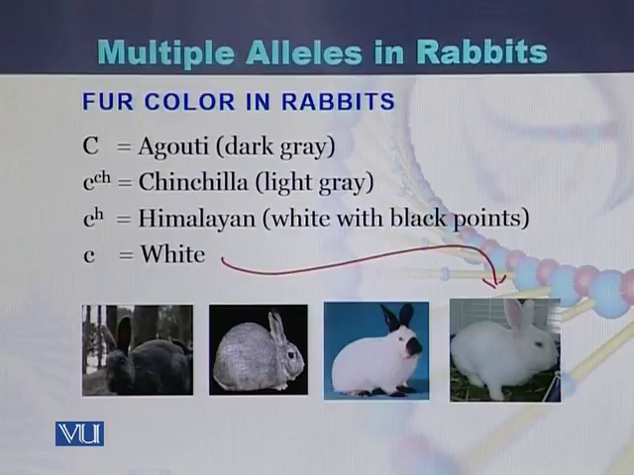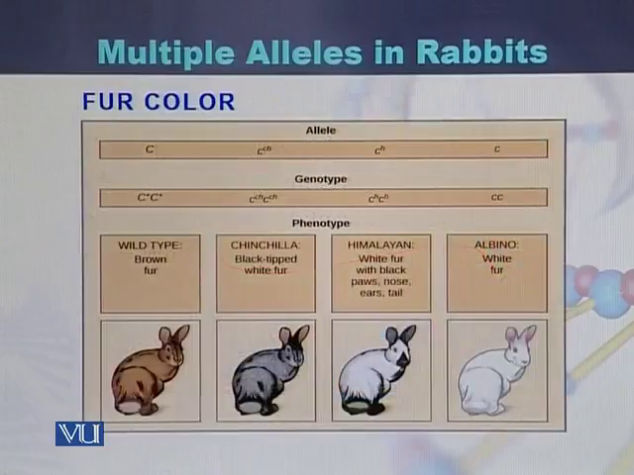So we can say that there are 4 different alleles. If the allele C is in dominant form, then the color will be agouti. If it is in CH form, then chinchilla, and if it is in H form, then it is Himalayan, and if it is C in recessive form, then the fur color of the rabbit will be white or albino. So here we can see all the 4 alleles and their genotypes.